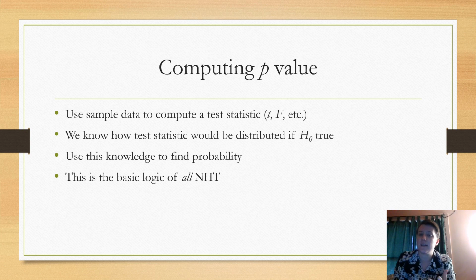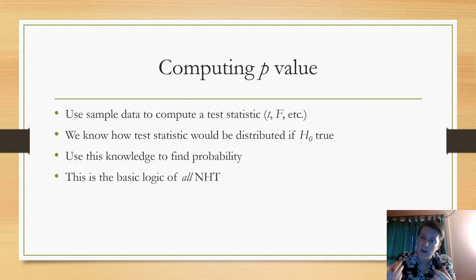We know how the test statistic is going to be distributed if the null hypothesis is true. We use that to then find the probability, and that is how we find all null hypothesis tests. So every different test has a distribution. Every t-test, every ANOVA, any test statistic, T for t-test, F for ANOVA, has a distribution tailored to that specific test. Whether we're rejecting or retaining the null hypothesis, it falls within that distribution somewhere.